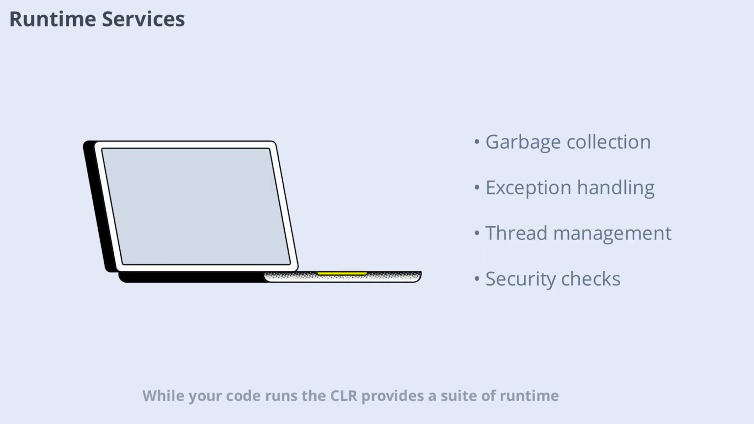While your code runs, the CLR provides a suite of runtime services that go far beyond simple code translation. These include garbage collection, exception handling, thread management, and security checks. Each service plays a vital role in making .NET applications reliable and efficient. The runtime handles complex problems so developers don't have to reinvent solutions, allowing you to focus on building great software.